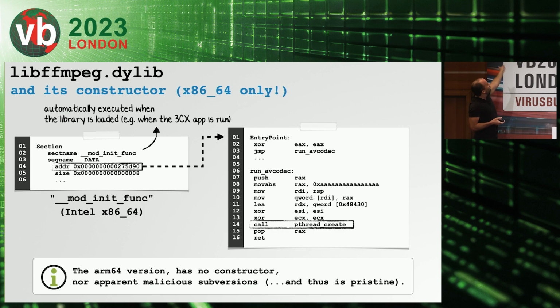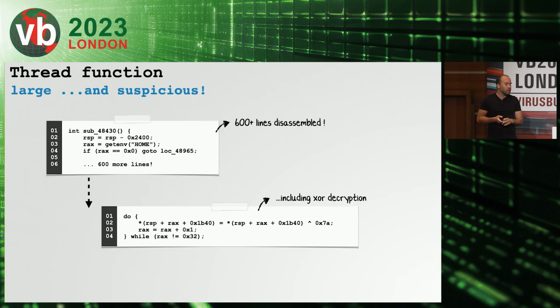The other thing, though, is if we follow the constructor, we see it calls into a method that spawns off a background thread. Okay, that's kind of interesting. Let's dig into that. So that ultimately executes an unnamed subroutine that's over 600 lines of disassembled code. That's strange. That's maybe not that common in legitimate software. More notably, though, this includes several things like XOR decryption loops. So at this point, I was like, okay, I think I'm on the right track.